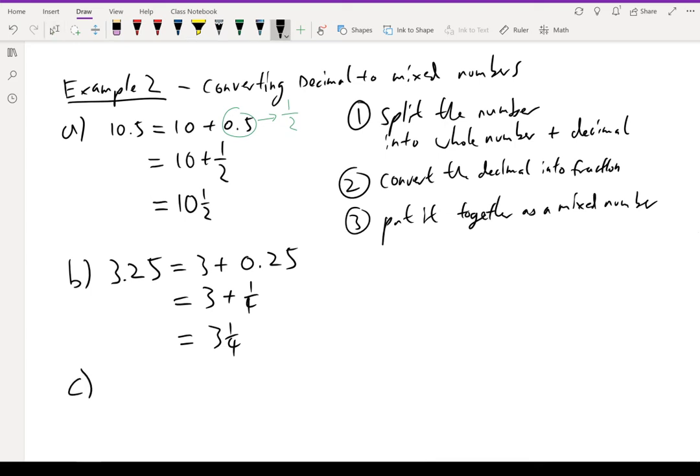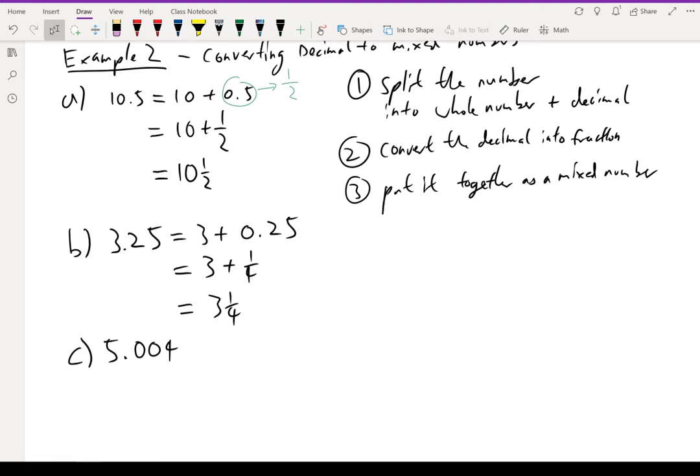Okay. Last one, I'm going to have C. C is 5.004. Now you will notice that there are zeros here. What do we do? Do you panic? No, you don't. We still do the same thing. We split it into the whole number part plus the decimal number part.